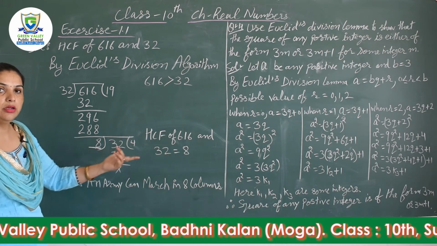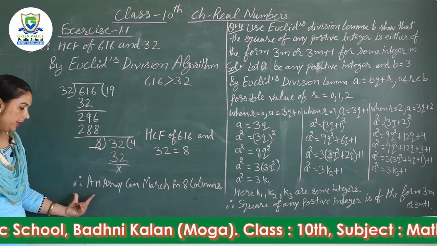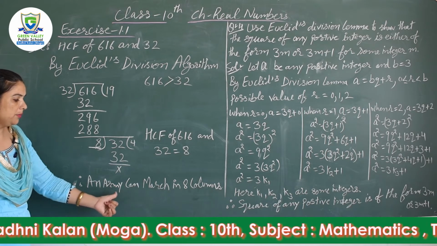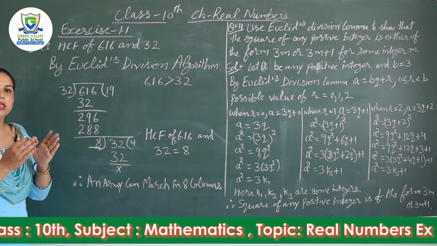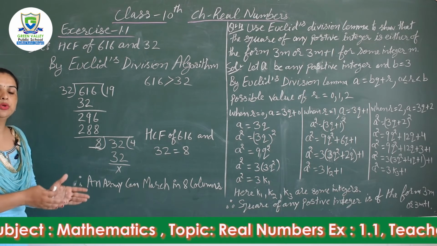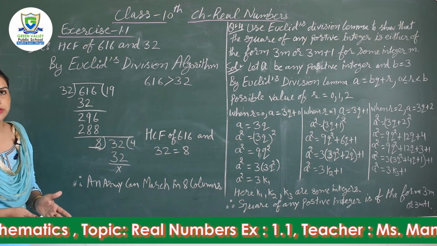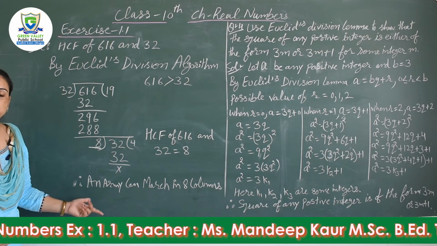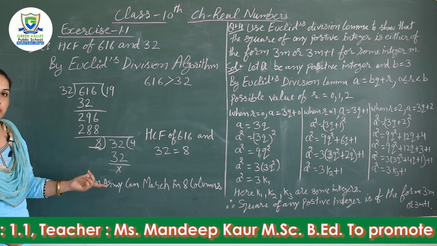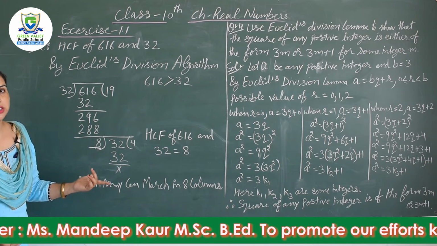But according to the question, we can write, therefore an army can march in 8 columns. It means in each group 8 columns will be there. So it is a simple question only. We have to use the division algorithm to get the HCF.